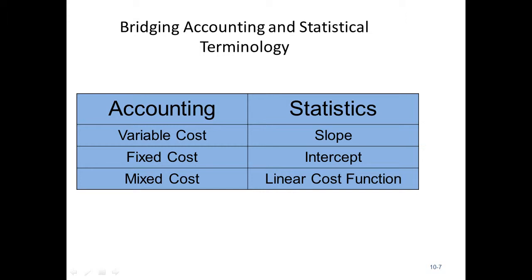In statistics we use the same cost function, so let's review a few of the differences in terminology between accounting and statistics. In accounting, the variable cost is equal to the statistics slope. In accounting, the fixed cost is equal to the statistics intercept. And in accounting, the mixed cost is equal to the statistics linear cost function.